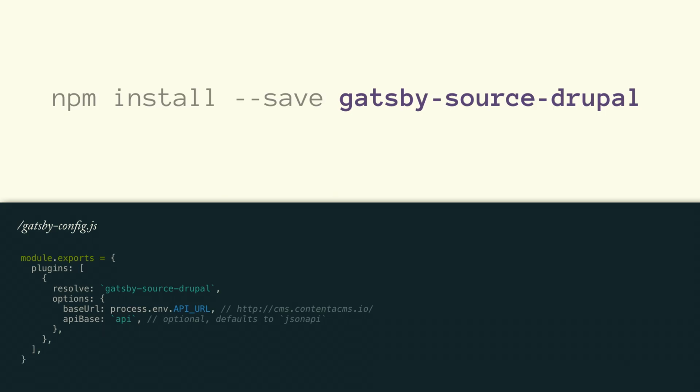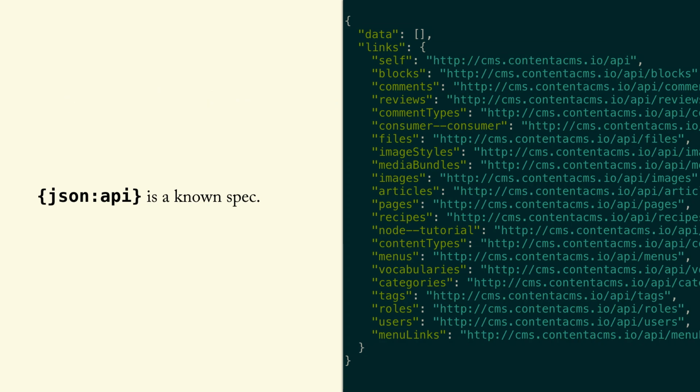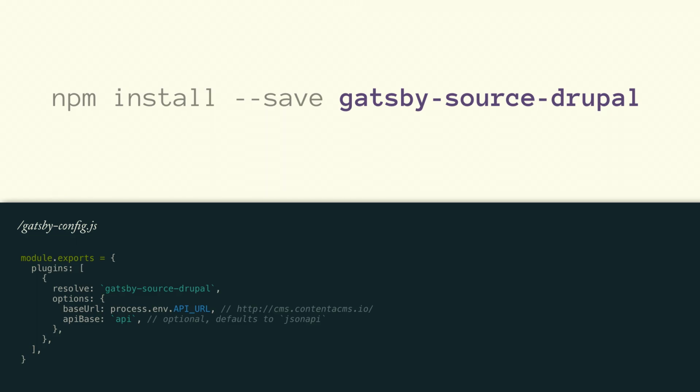So with Gatsby, in order to source data from Drupal, it really is as simple as installing the Gatsby source Drupal plugin, and then in your Gatsby configuration, telling it where the endpoint of Drupal's JSON API is. And that's it. At this point, when you run Gatsby's build process, the Gatsby source Drupal plugin is smart about understanding JSON API. It goes and it sees a list like this, and it says, okay, here's all the things that the Drupal site has. I know how to read the content of each of these, and it goes in and starts pulling all of the content into its GraphQL database.